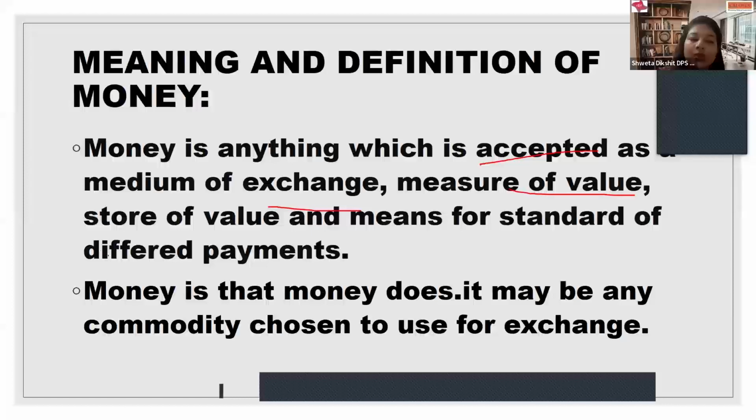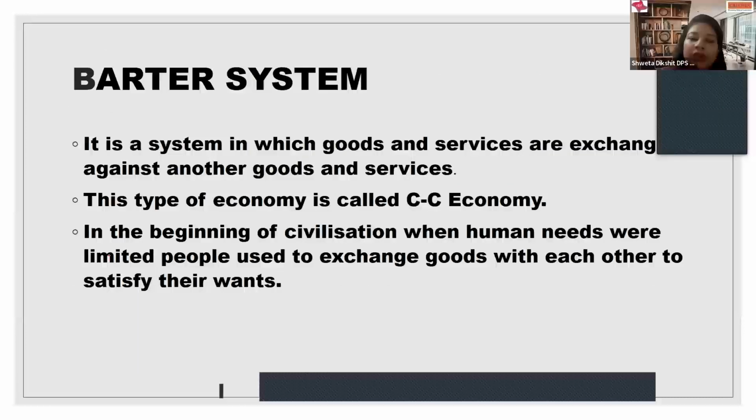So money can be simply applied as the alternative to the barter system. So you must now think what the barter system is. I'm sure that you are already aware of this term because this is something very common. In the barter system, goods and services are exchanged against other goods and services. Sometimes goods can be exchanged for goods, services can be exchanged for services. In other words, goods can be exchanged with services also.